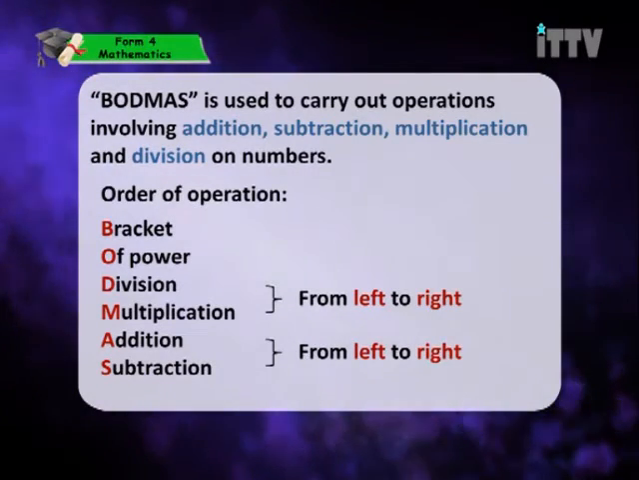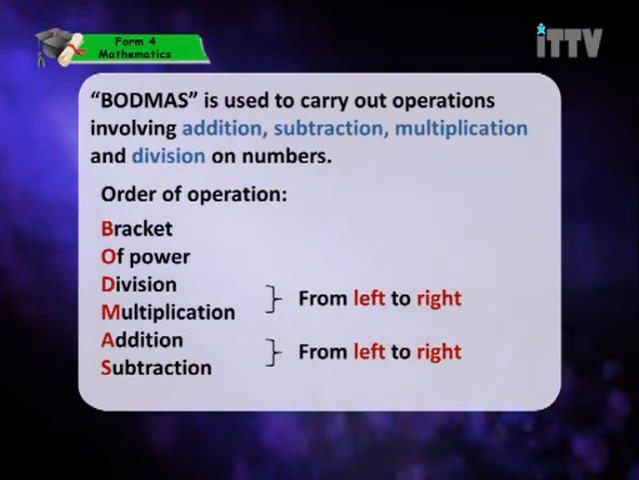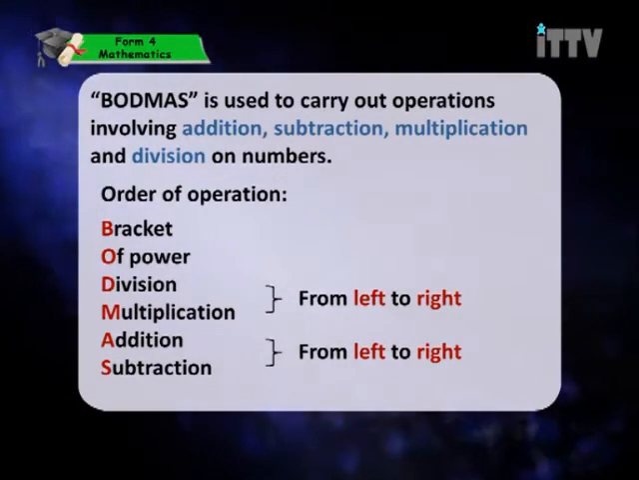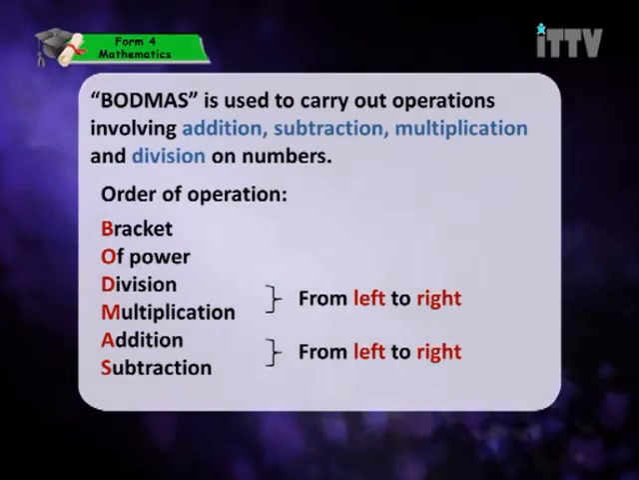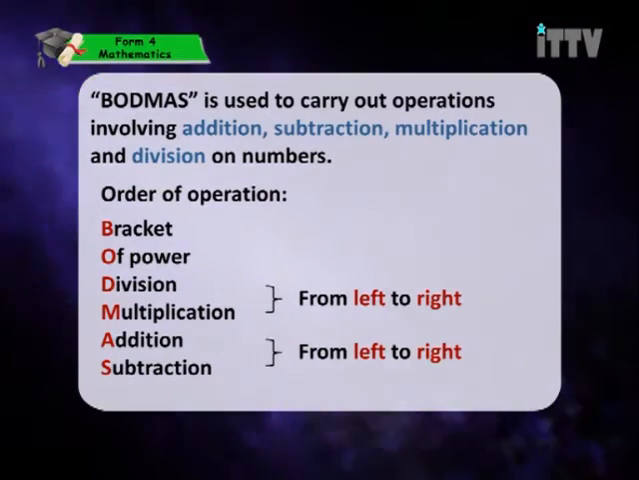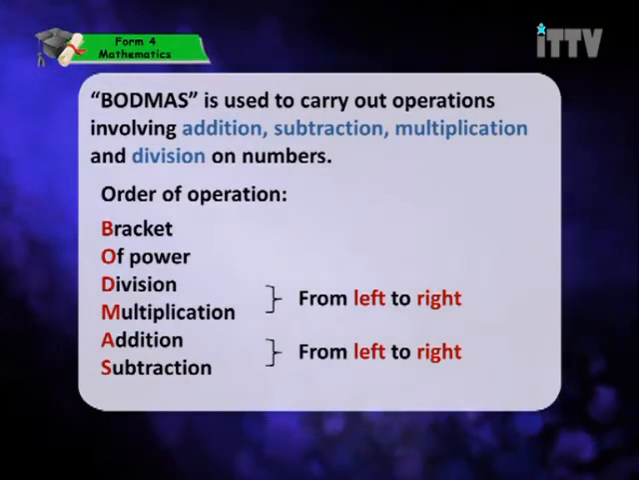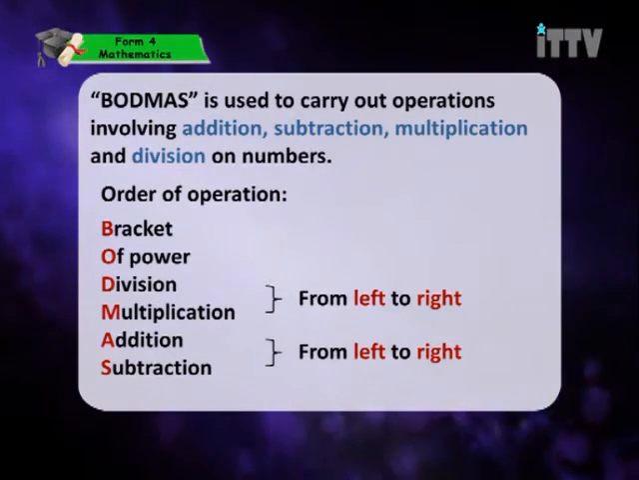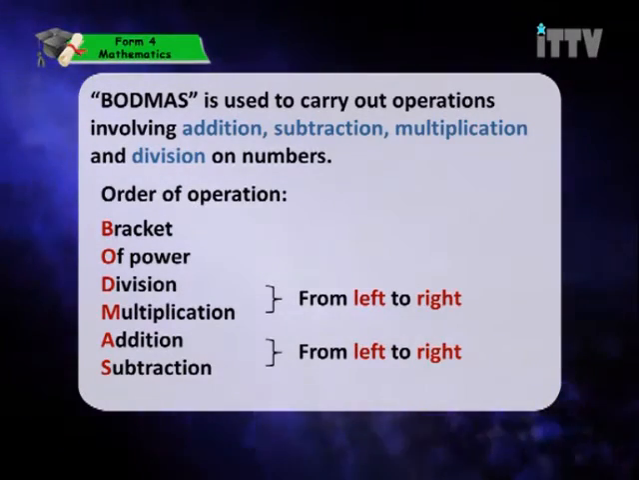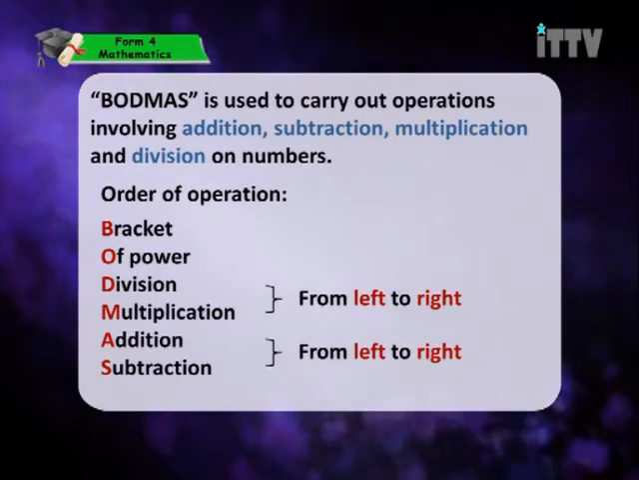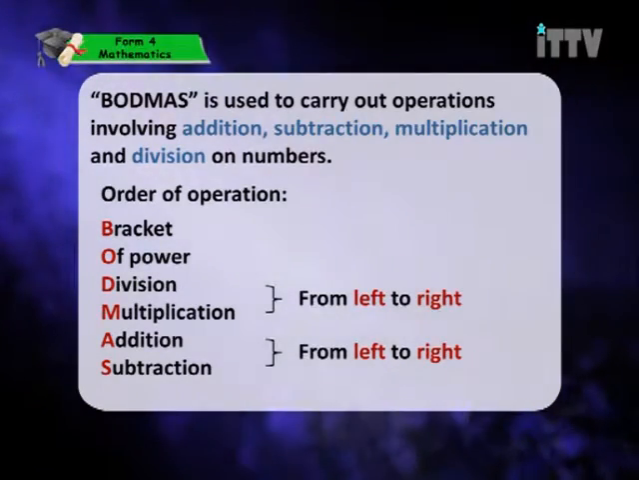Second, O stands for of power. When a number has a certain power, that needs to be done second. D stands for division. So after that, divide. Followed by M for multiplication, A for addition, and S for subtraction. So BODMAS is used to carry out operations involving addition, subtraction, multiplication, and division on numbers. And remember, the order of operation is very important and you must follow it in accordance with the BODMAS system.